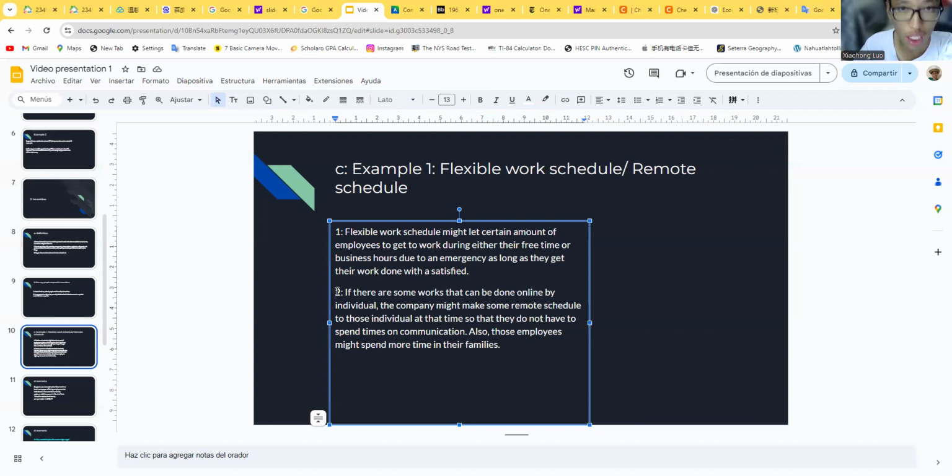Actually, in this 1 or 2 hours of commuting, they can be doing a lot of things, such as preparing breakfast or taking care of their family members, etc. So yeah, as I said, those employees might also spend more time with their families, which might be important for many cultures.